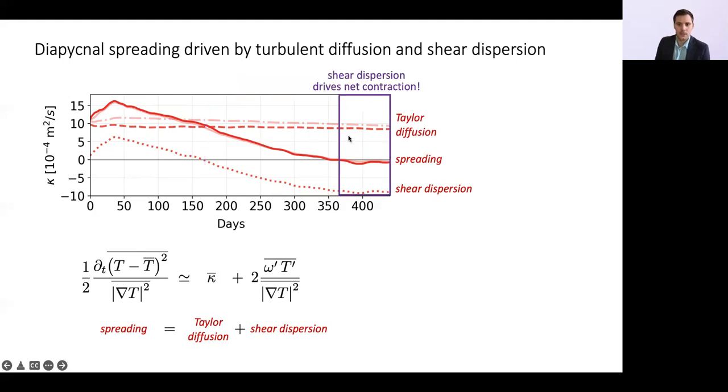And then finally, in the last 100 days, the shear dispersion effect becomes so strong that it actually overwhelms the diffusion and causes the tracer to contract in temperature space in the net. And so this is very counterintuitive, which is that in this model, at some points, applying diffusion to a tracer can actually cause it to contract.